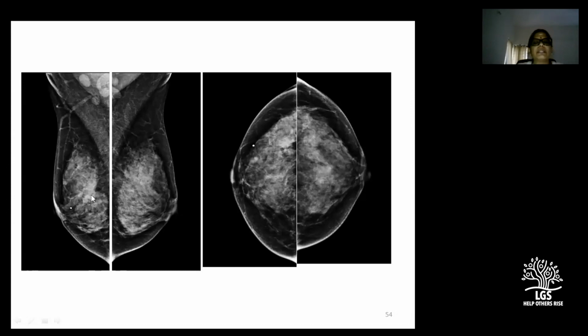In a particular slice, you may actually see something there. And if you see the CC again, there's not much retromammary area to be seen here. Maybe we should pull it a little bit more. But here, if you see, there is something a little bit more dense than the other side. Very subtle. One could easily miss it. This ended up being a lobular carcinoma.